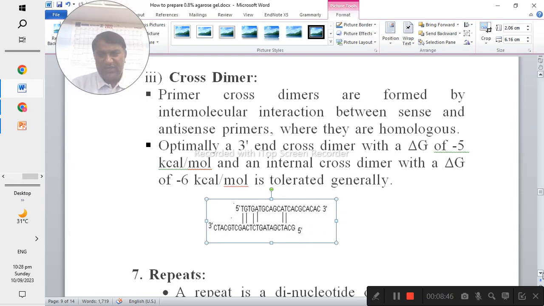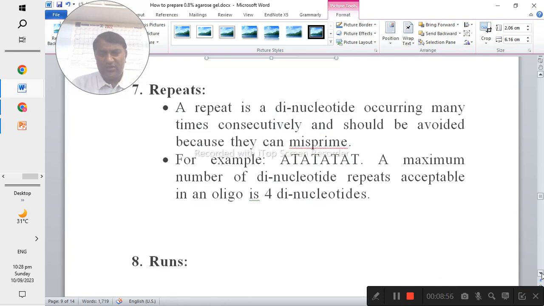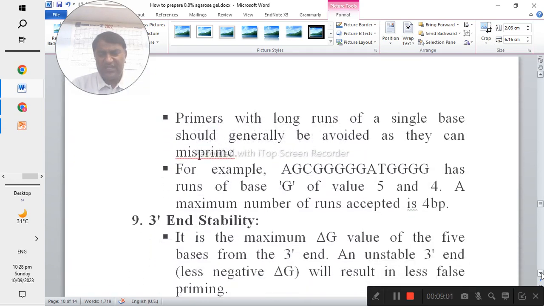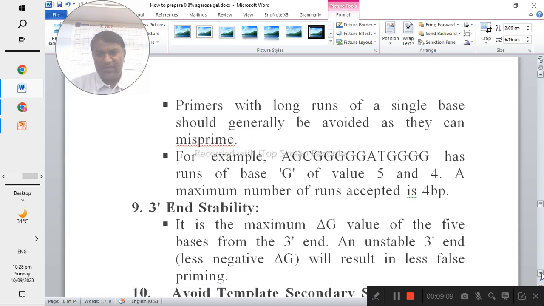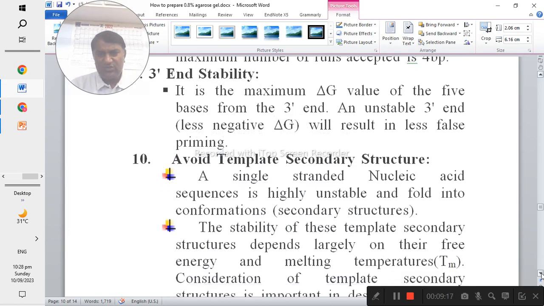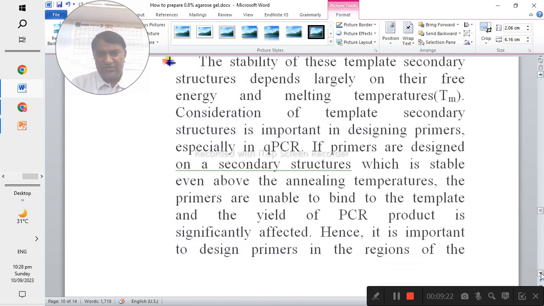And next is repeats. Dinucleotide repeats occurring many times consecutively should be avoided because they can misprime. Likewise, long runs of a single base should generally be avoided as they can misprime. So this is the step for that. Then the end stability: you can see here the maximum delta G value, and avoid template secondary structure.